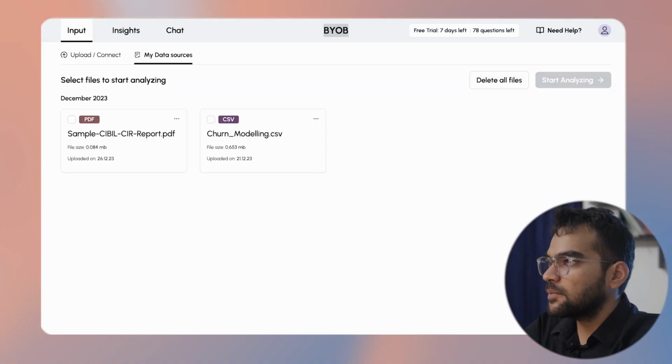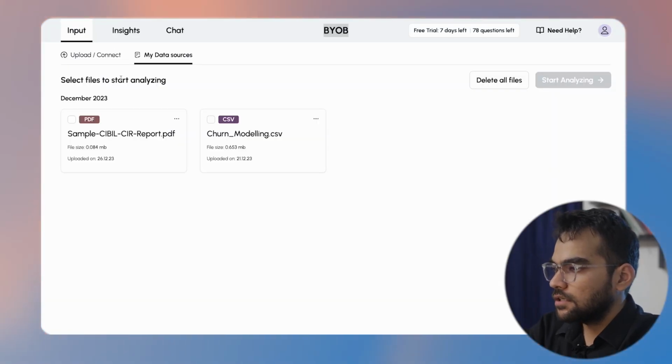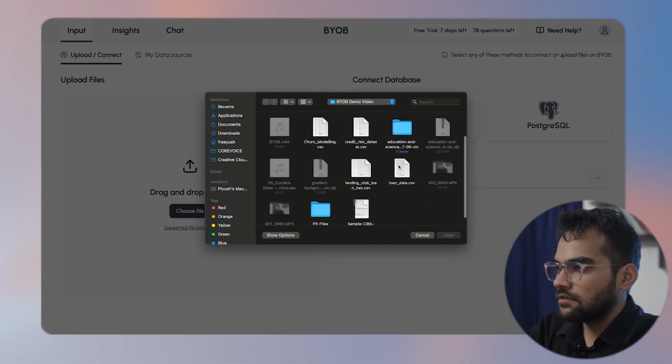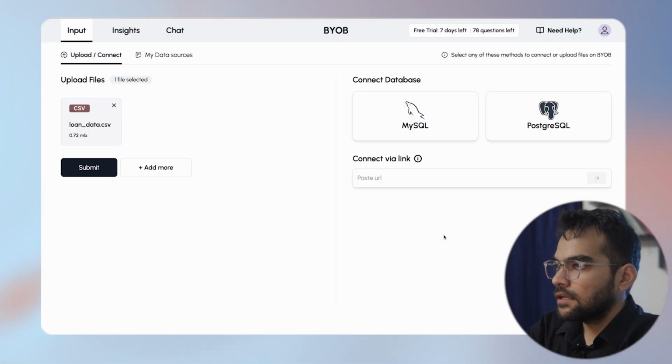Here's how BYOB makes analysis and decision making easier for banking and financial services businesses. So I'll start by importing some loan data. I'll go to input, upload and connect, and choose my file on loan data.